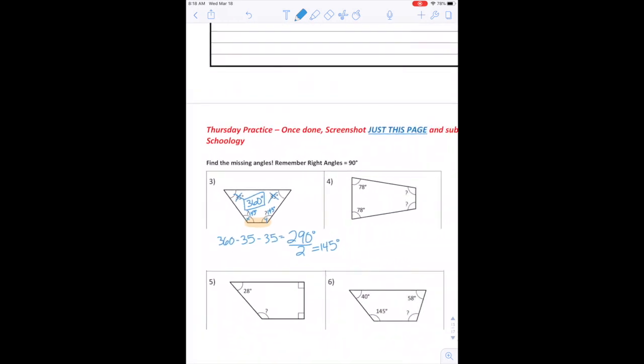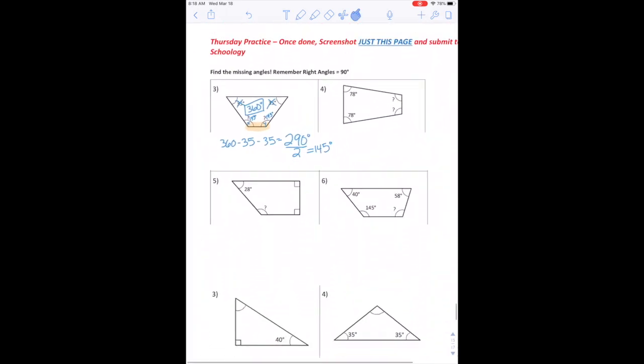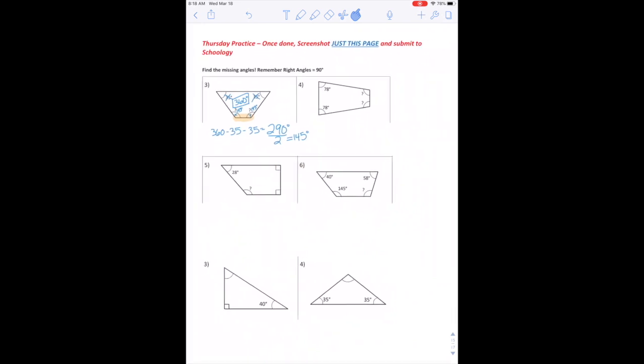So again, this is your practice you're going to do today to screenshot and submit. Today is a little different. I have an additional little bonus angle practice that you're going to do. So just submit this page, just this page, because the next page is kind of a hands-on activity that you're going to try out.